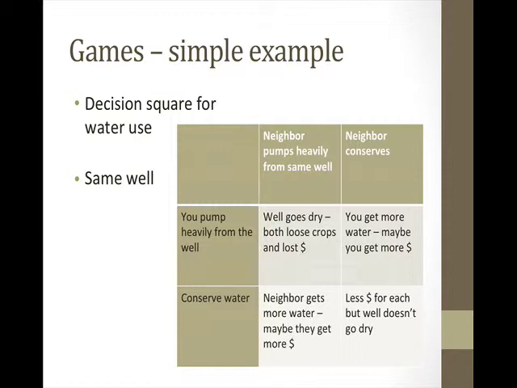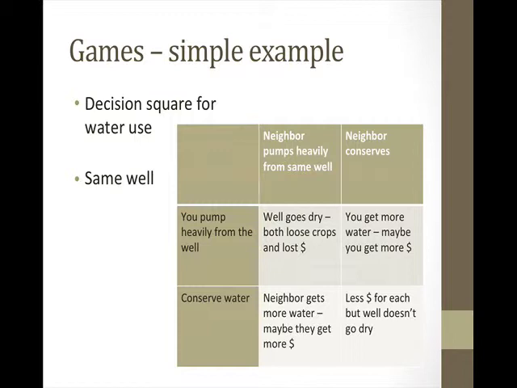So if you both pump heavily, and the well goes dry in the middle of the season, maybe you're growing crops with it, you could both lose crops and lose lots of dollars that you invested into it. So this is really the worst possible outcome. If you pump heavily but your neighbor conserves, you probably do pretty well, except for the cost of pumping. You might make more money. Conversely, if you conserve water, maybe you're not going to make as much money on crops, and your neighbor's going to make a lot of money on crops. And if you both conserve, you both make less money, but the well doesn't go dry, so you don't have that expense to deal with.